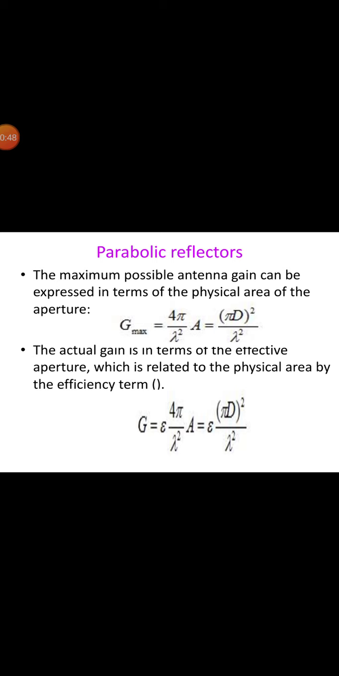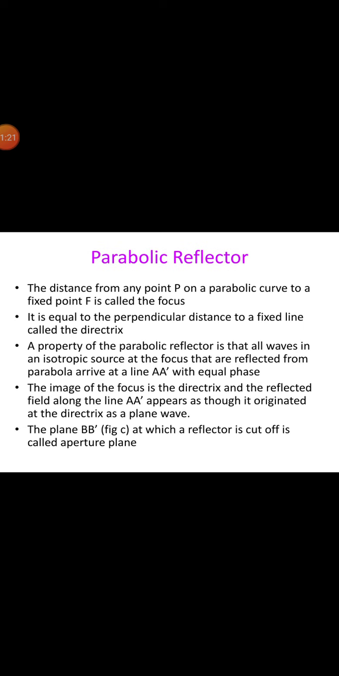So the maximum possible antenna gain can be expressed in terms of the physical area of the aperture, and Gmax is equal to 4 pi by lambda squared into A. When you substitute the value of A in the equation, it becomes (pi d) whole squared divided by lambda squared. The actual gain in terms of the effective aperture, which is related to the physical area, is given by G equal to epsilon 4 pi by lambda squared into A. That will be given by epsilon (pi d) whole squared by lambda squared.